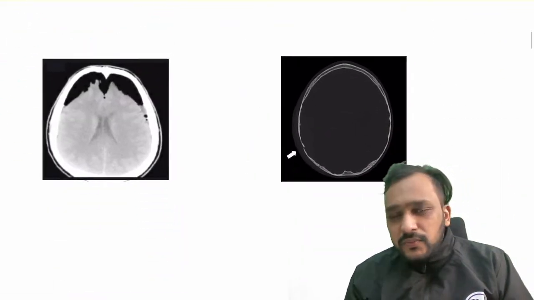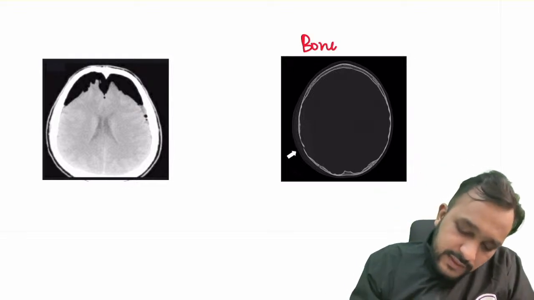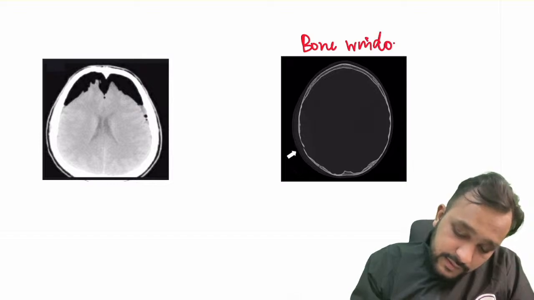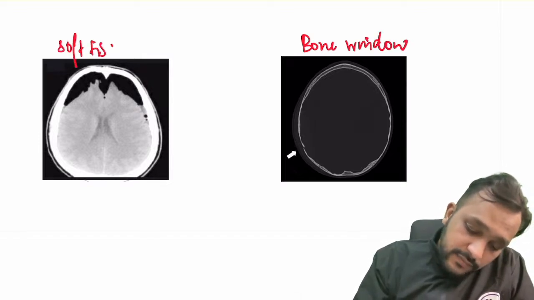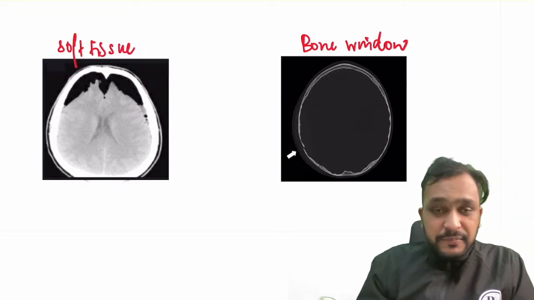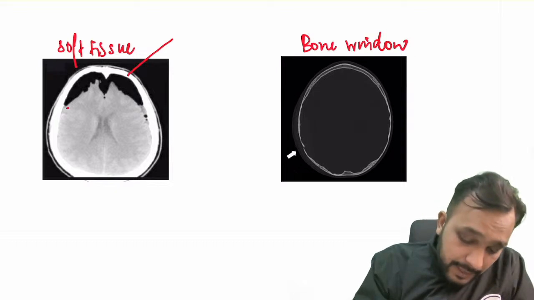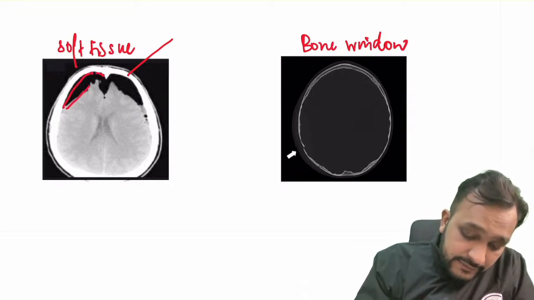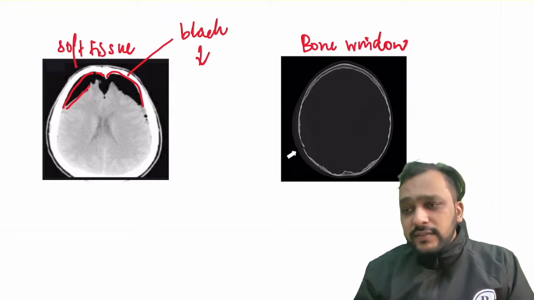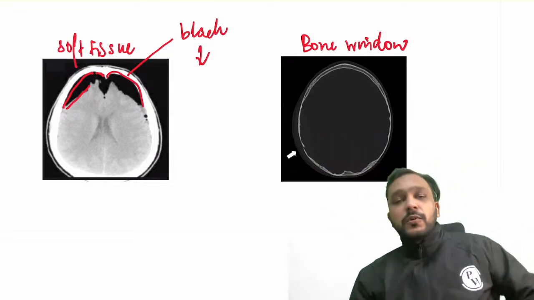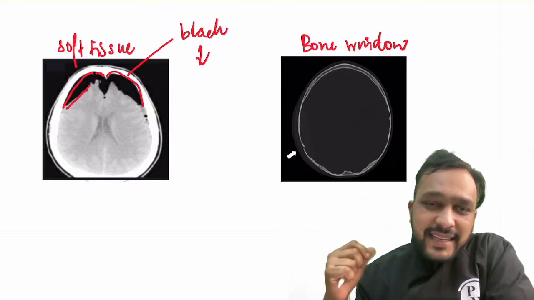Now what are we able to see on this image? So this is the bone window image of the NCCT head, and this is the normal soft tissue or brain window image. And on these brain window images we can see some black area in the frontal lobes, and guys, what is this black area in the frontal lobes? Anyone? Dr. Suwadi, would you like to comment what this black area is?